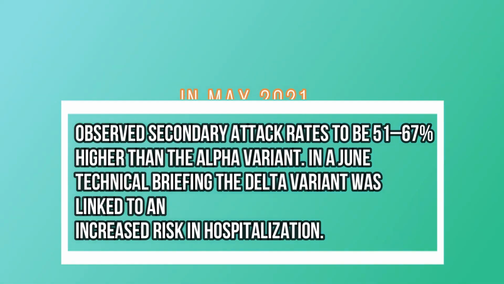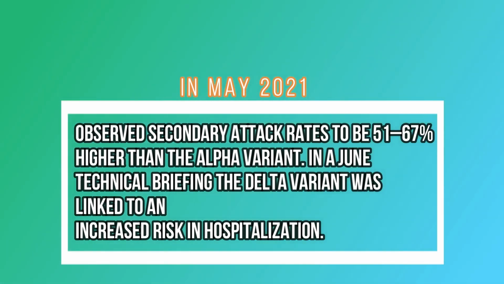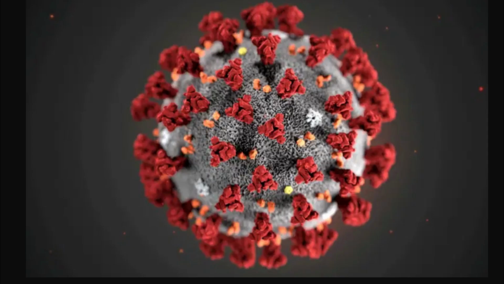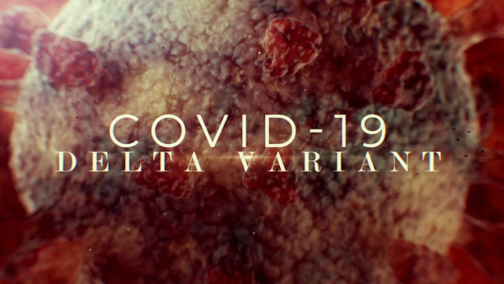Public Health England (PHE) in May 2021 observed secondary attack rates to be 51 to 67% higher than the Alpha variant. In a June technical briefing, the Delta variant was linked to an increased risk of hospitalization. The Delta Plus, the new variant in the Delta lineage.